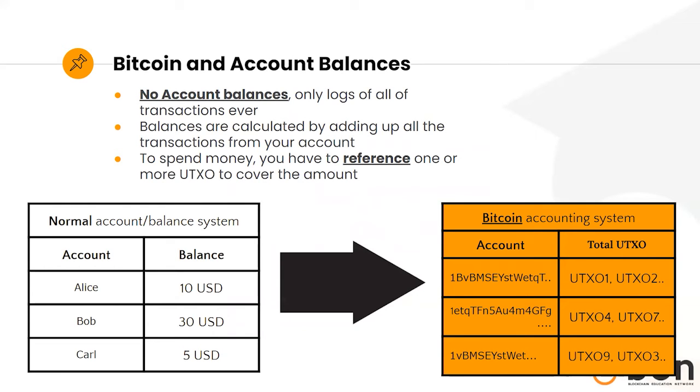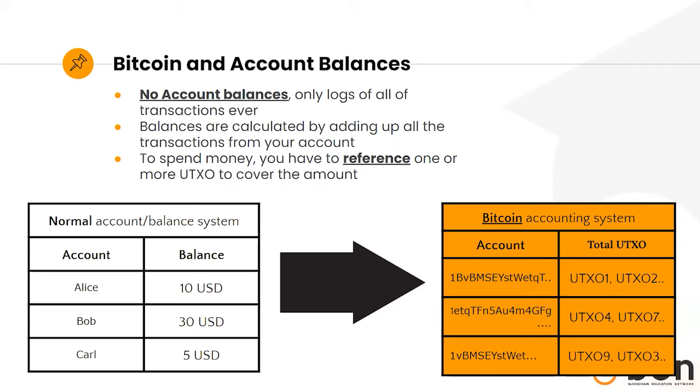Now we'll talk about the Bitcoin accounting system. The Bitcoin blockchain has no account balances, only logs the entire sum of transactions for that public key. Bitcoin balances are calculated by adding up all the transactions from your account. To spend Bitcoin, you have to reference one or more UTXOs to cover the amount.